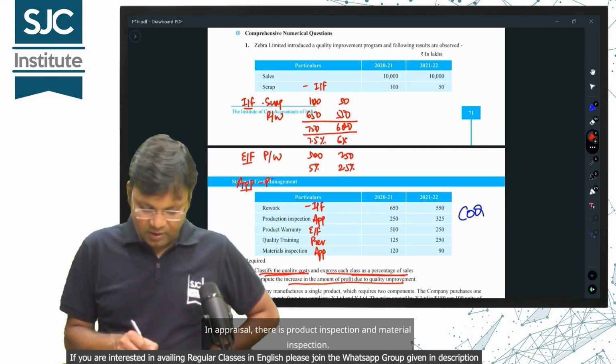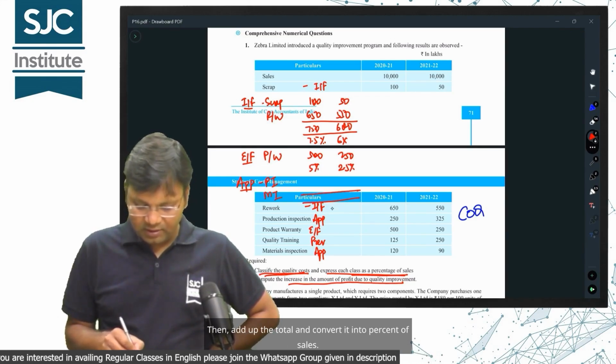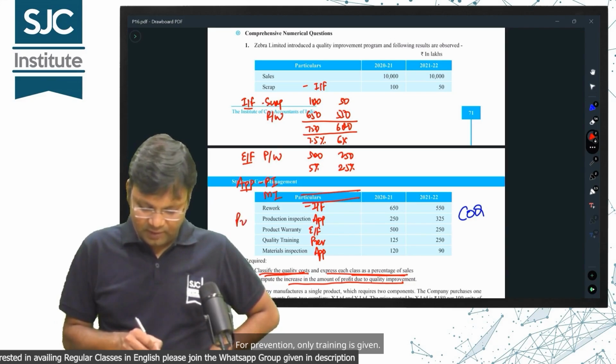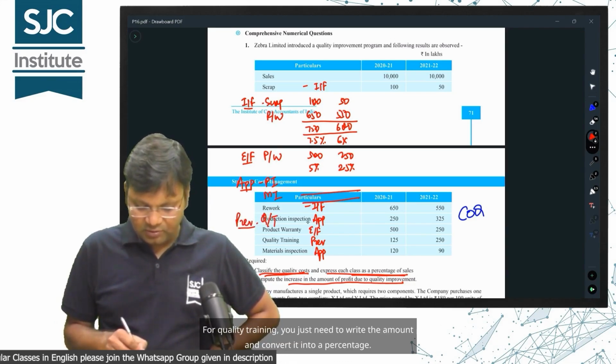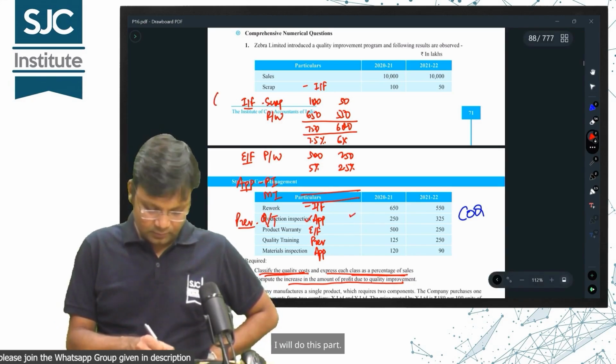In appraisal, there is product inspection and material inspection. Then, add up the total and convert it into percent of sales. For prevention, only training is given. For quality training, you just need to write the amount and convert it into a percentage. I will do this part.